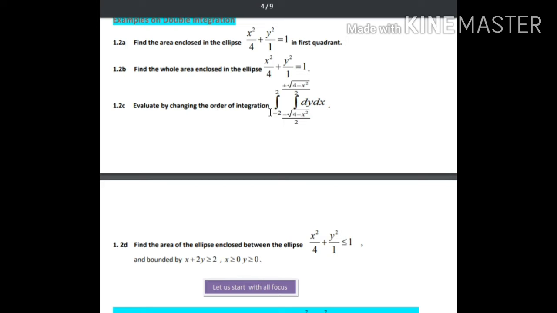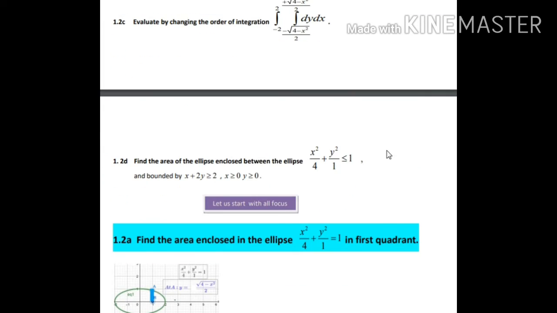Evaluate by changing the order of integration. Again we have to find the area of the ellipse, but here first you have to plot the region of integration, and then you have to change the order of integration, and then you have to evaluate. So this will introduce you to one new topic also, how to change the order of integration. And in the next example we shall find the area of the ellipse enclosed by these 2-3 curves. So this is the ellipse, this is a straight line, and this is the positive quadrant, bounded by x-axis and y-axis.